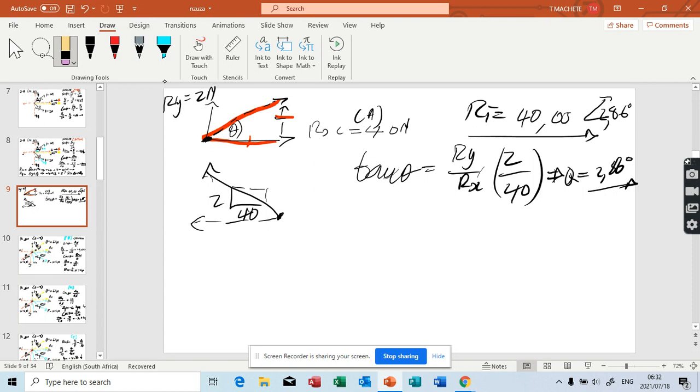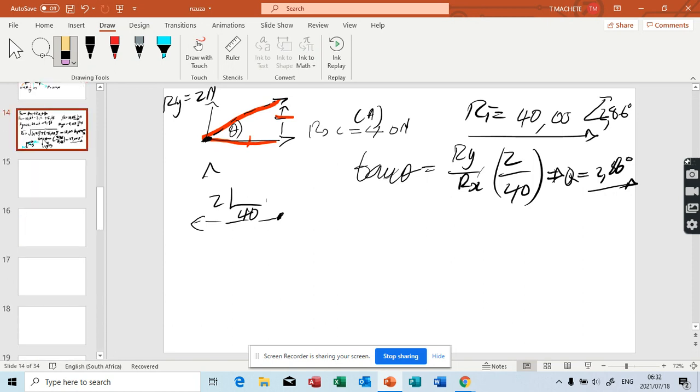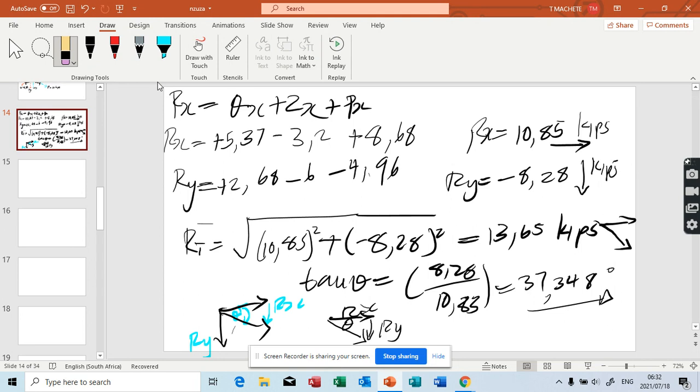So always find that angle using tan. Remember, we agreed that you use the values that you are given. Don't use R. Don't use R. Does it make sense? I need to be sure that we are together.